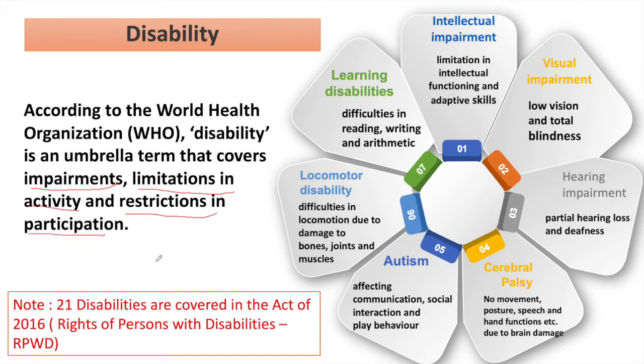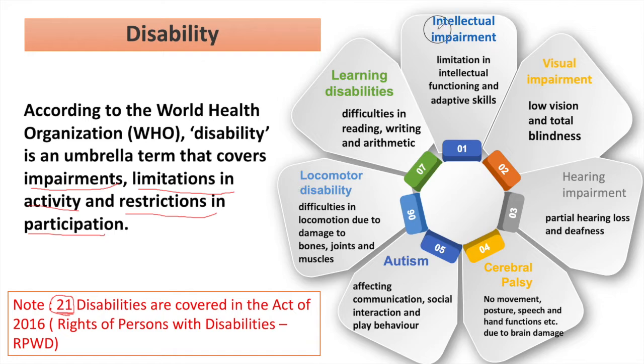Classification of disabilities. Disabilities can be mainly classified into 7 categories, but according to the Rights of Persons with Disabilities Act 2016, 21 disabilities have been covered under this. Now let's study some common disabilities.